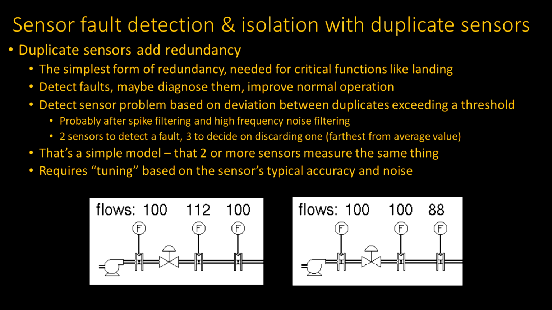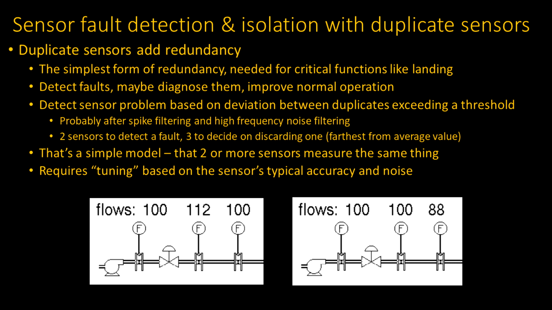Things start getting better when you can add duplicate sensors. And by duplicate sensors, I mean two sensors that are measuring the exact same physical quantity. So in the example below, we have something pretty much approximating that. This is a schematic showing a pump going through a valve and having three flow meters measure the same flow.